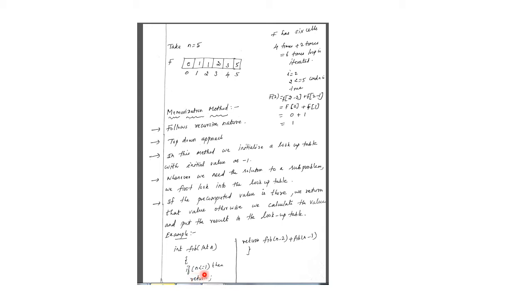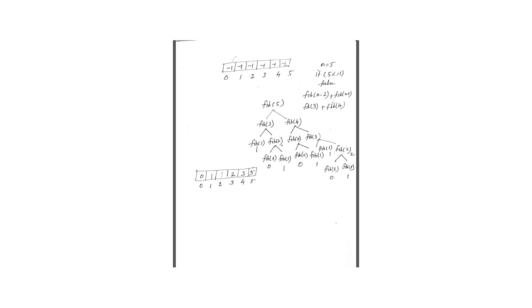Here also we will consider the same Fibonacci series as an example. So if the condition n is less than or equal to 1 is true, it will return the value. Otherwise, if it is false, it will return this value. For example, we will take the value of n equal to 5. So we will substitute this value in the condition part.